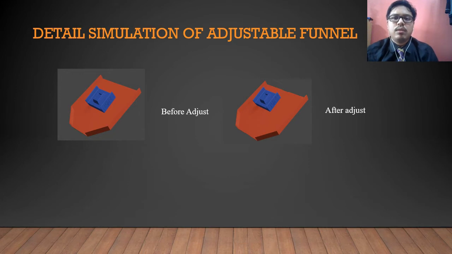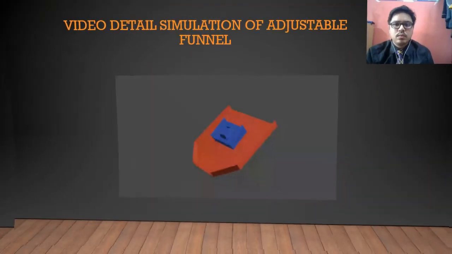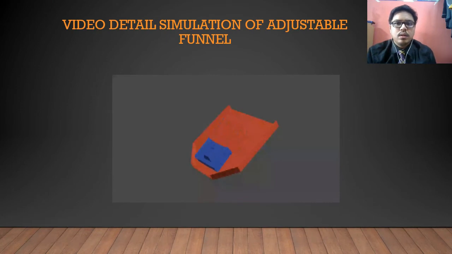Detailed simulation for the adjustable funnel. From the picture shown, we can see the difference before the funnel was adjusted and after the funnel was adjusted. The simulation of the mechanism is shown in the next slide. This is how the mechanism of the funnel works before and after adjustment. The funnel can be adjusted due to the change in position of the product.